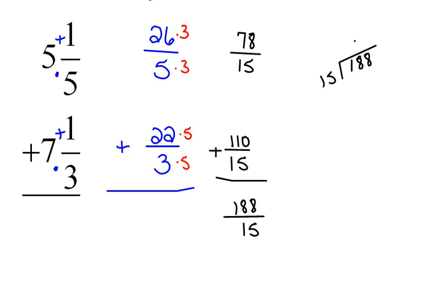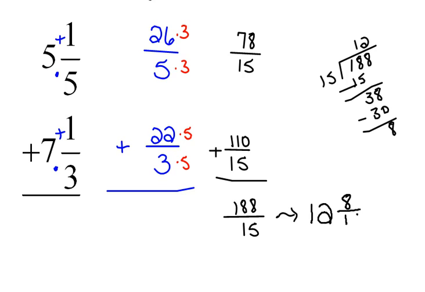15 will go into 18 one time. 1 times 15 is 15. And when we subtract and bring down our next digit, 15 will go into 38 two times. 2 times 15 is 30. And subtract, we get a remainder of 8. So this is the same thing as saying 12 and 8 out of 15 left over. We get the exact same answer whether we work with the mixed numbers or whether we convert them to improper fractions and then add. Two different options.